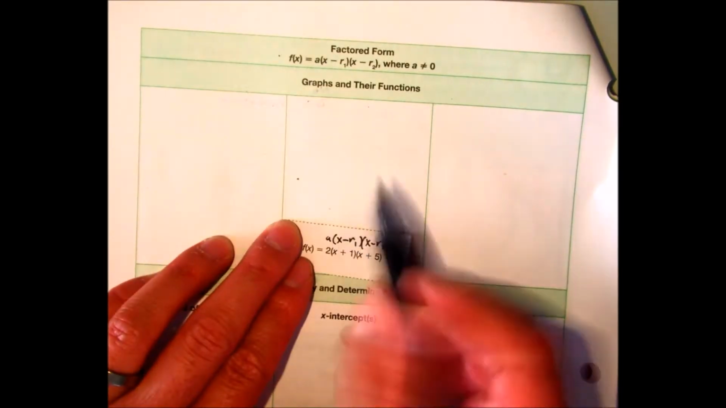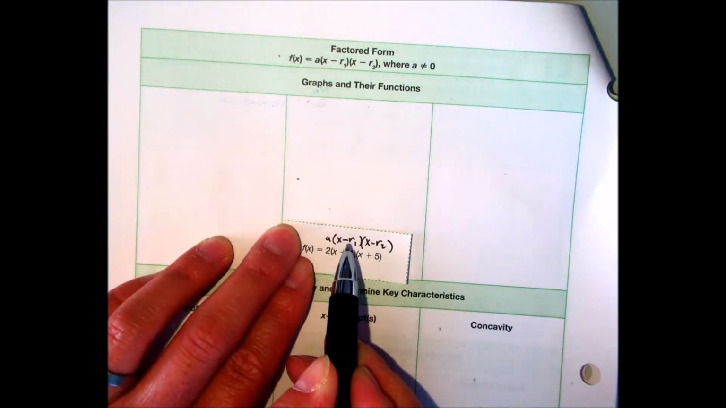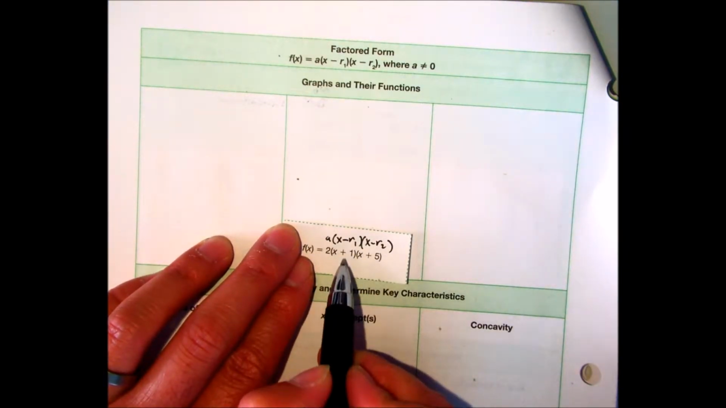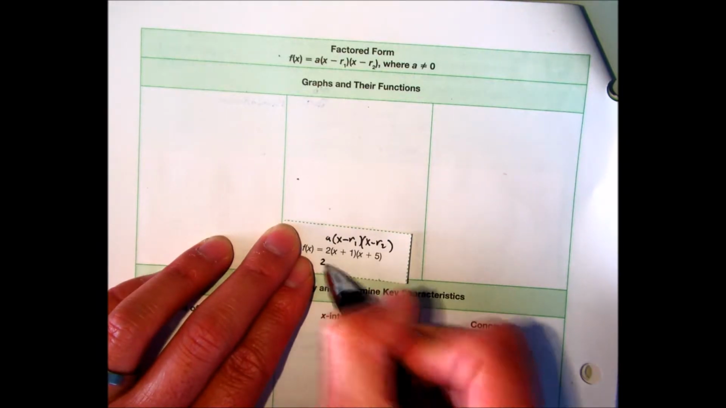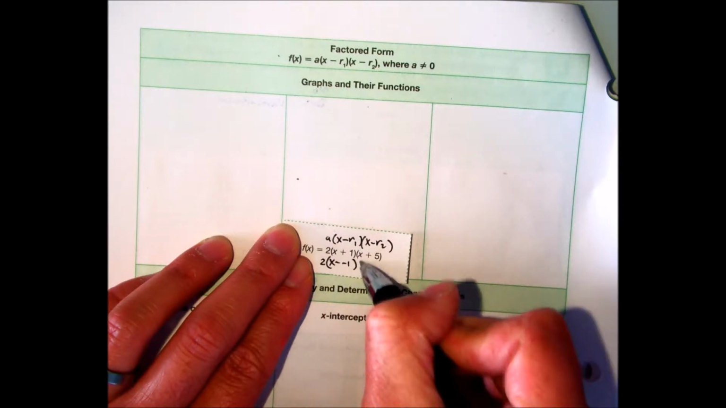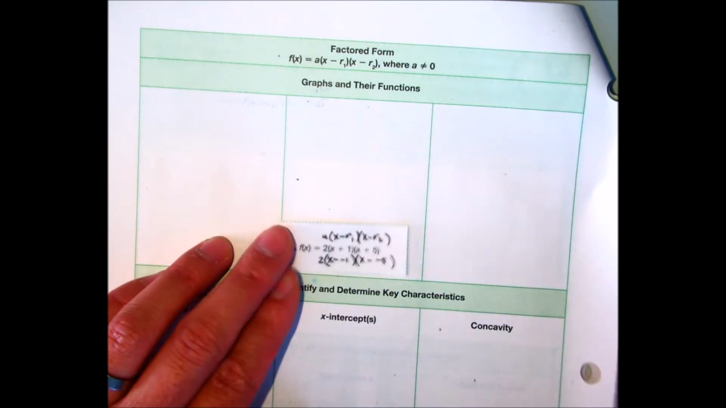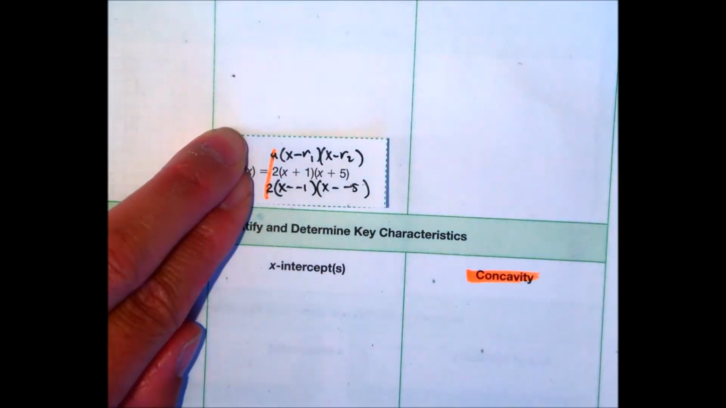So in this problem, notice how it has a minus sign? This one's probably the hardest one. And this one does not have minus signs. So I'm going to rewrite it with minus signs: 2 times x minus a negative 1, x minus negative 5. Okay? So, what do I get from this? I get an a value that's 2. So I know the graph's going to open up. Let's write the word up. Okay?